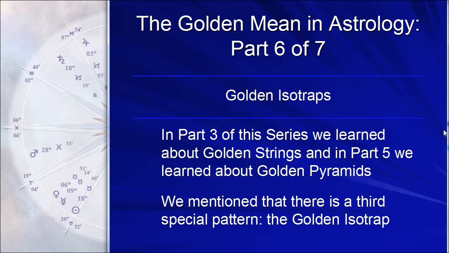Hello, our topic for this video is golden isotraps. Golden isotraps are very, very special and important planetary patterns that involve 4 planets. There are 2 other special patterns that involve 4 planets and golden ratios, and those other 2 are the golden strings, which I described in part 3 of this series, and golden pyramids, which I described in part 5. And in this video, part 6 of the 7 videos in this series, I'm going to describe golden isotraps.